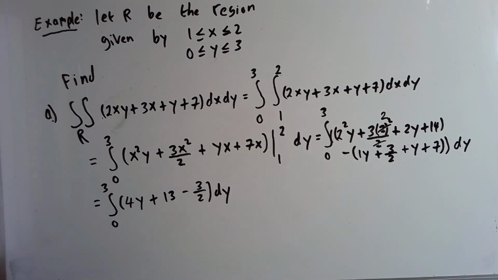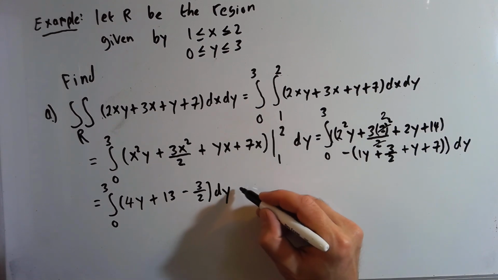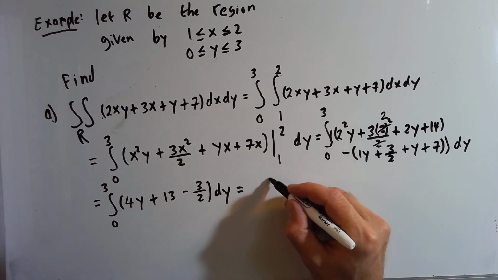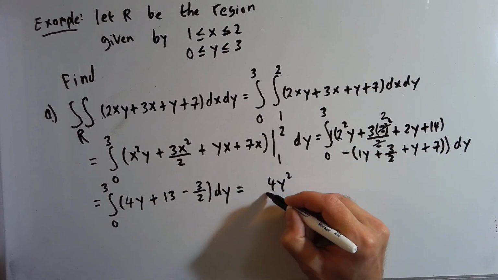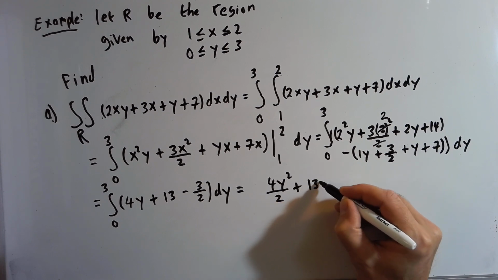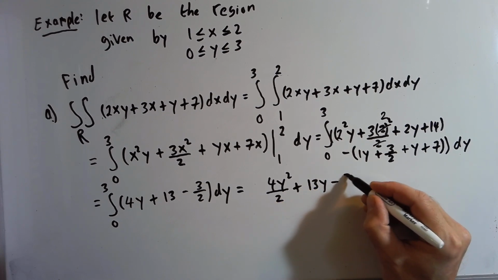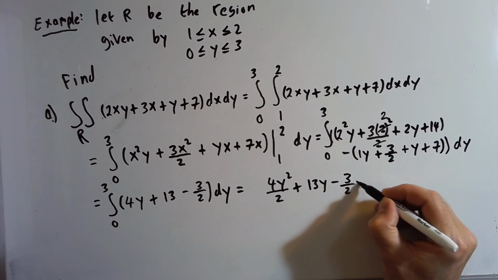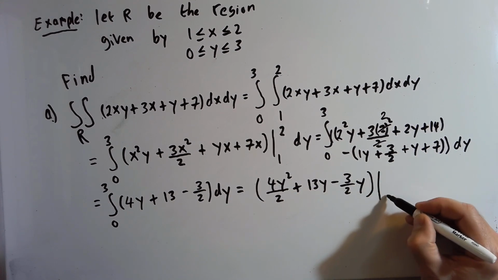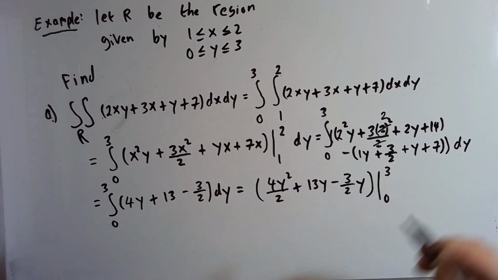Okay, and now we'll be integrating this with respect to y. So integrating this now, it'll be 4y squared over 2 plus 13y minus 3 halves y, and then evaluate it at 0 and 3.